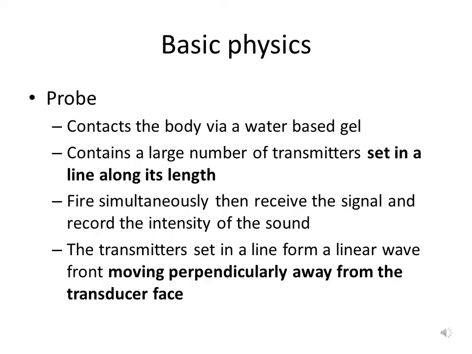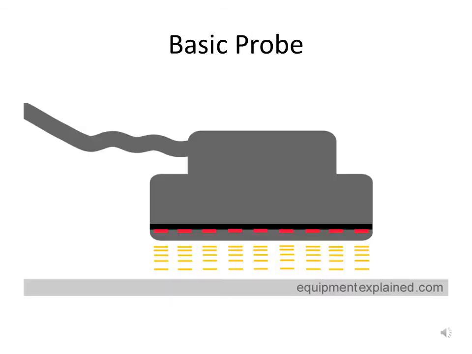So the probe contacts the body via water-based gel, and again, it contains a large number of transmitters, which are crystals set in a line along its length. The crystals fire simultaneously, then wait to receive the signal, record the intensity of the sound, and that's taken back to the machine and forms the picture that you see. So the transmitters are set in a line and form a linear wavefront moving perpendicularly away from the transducer face. So this shows basically a probe.